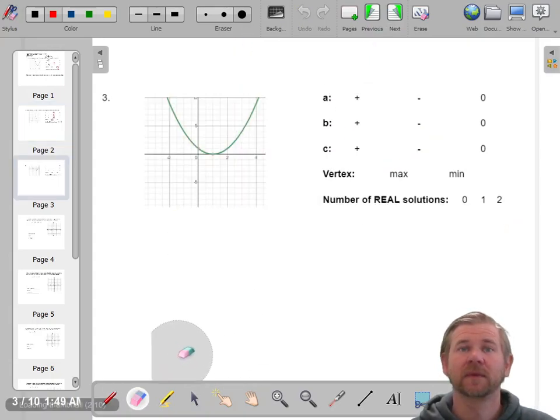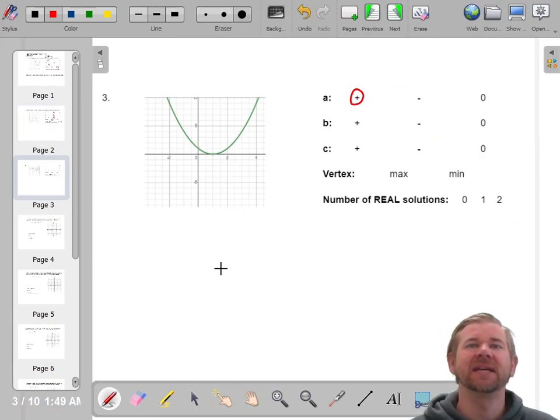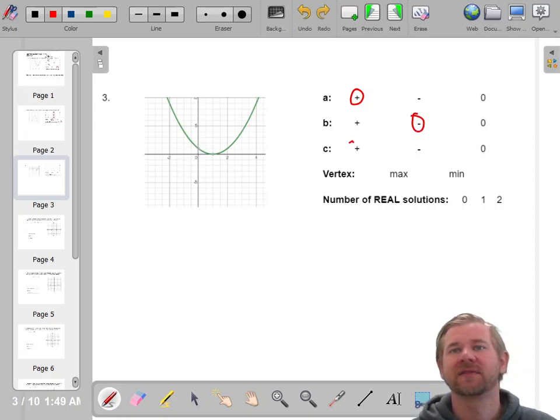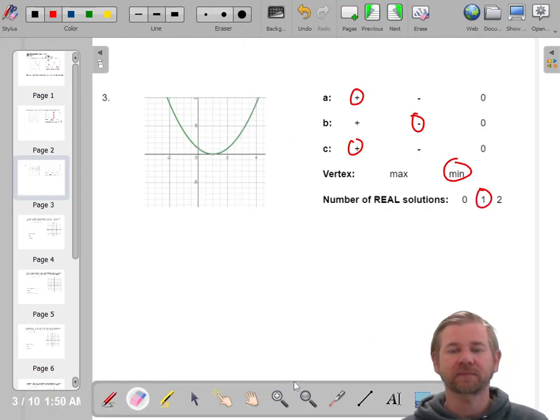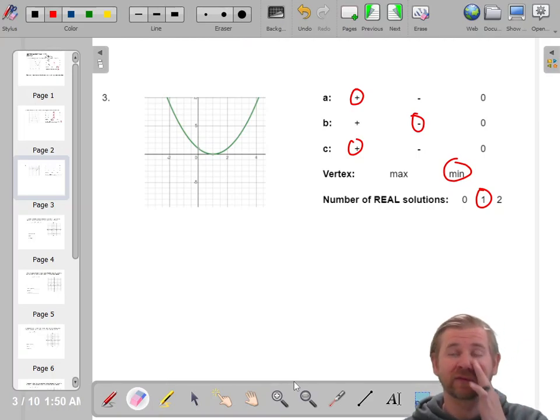One more. This thing opens up, so a is positive. For b, since it's on the right, a and b have to be opposite. So if a is positive, b is negative. C is the y-intercept. The y-intercept is positive. The vertex is on the bottom, so it's a minimum. And for the number of real solutions, it's only hitting the x-axis one time, so there is one real solution in this problem. You don't have to know the numbers. You just have to tell me whether or not they would be positive or negative.